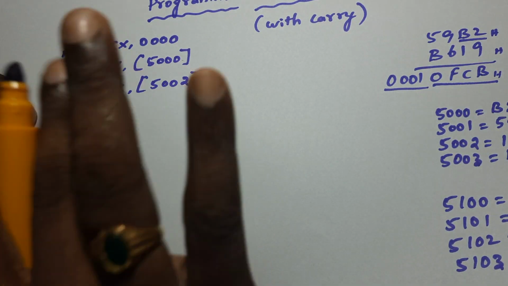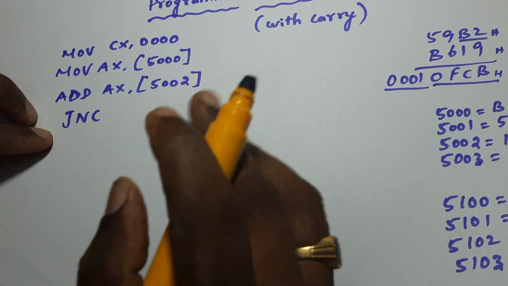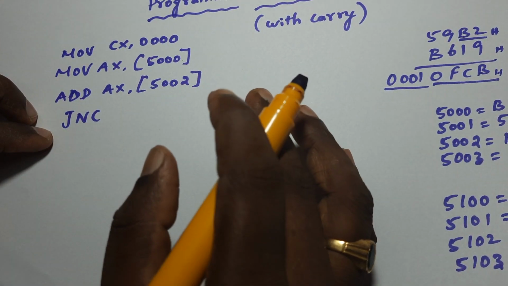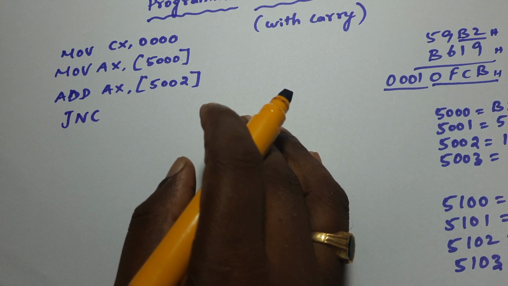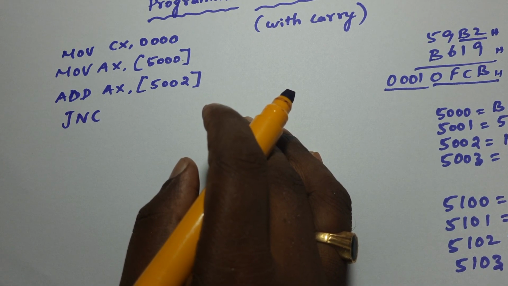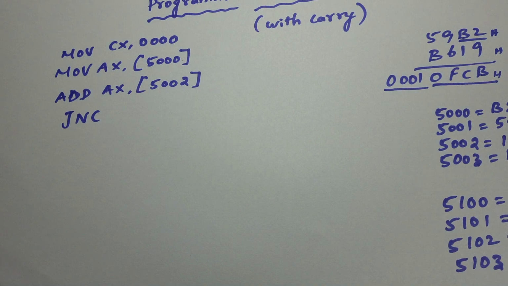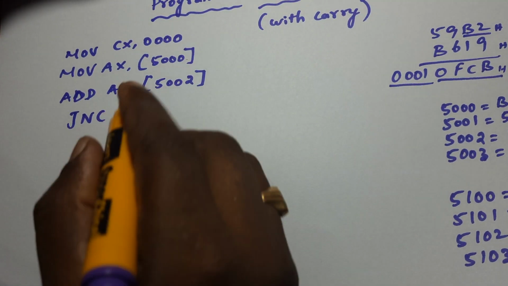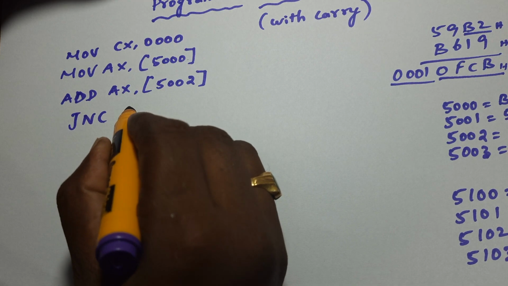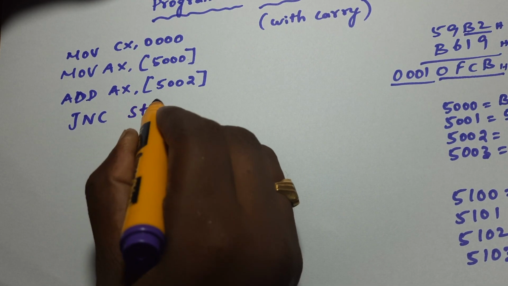We need to write for both conditions, whether the carry is set or not set. The program should be written for both conditions, because we don't know how the input will be given by the user. So I am choosing the first one as jump on no carry. If the carry is not generated, then we need to simply store.